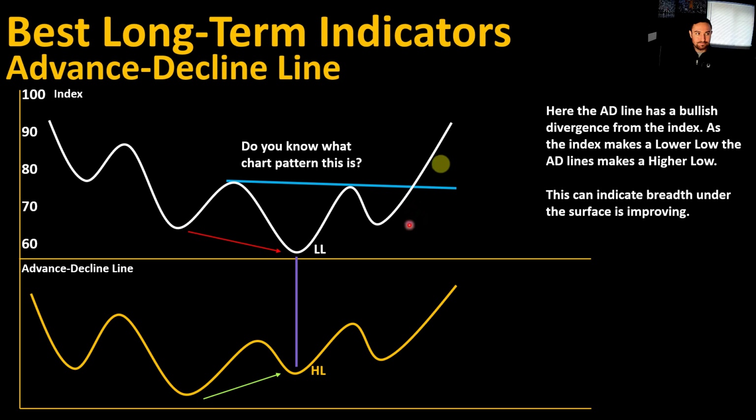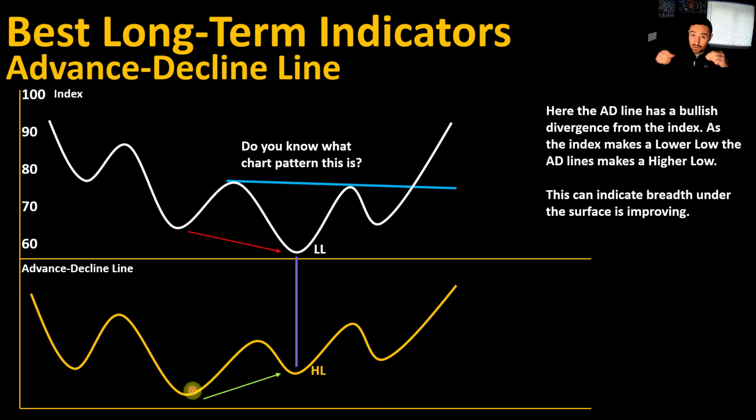So let's go forward. Here we have the index on the top, and then we have the advanced decline line on the bottom. What chart pattern do you see on here? Interesting, right? Left shoulder, head, right shoulder. Now what's interesting here is the advanced decline line has a bullish divergence from the index. As the index makes a lower low, see how from this point to this point, the index makes a lower low, whilst the AD line makes a higher low. So this is a positive divergence. This is a bullish divergence.